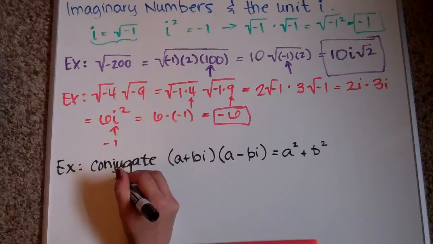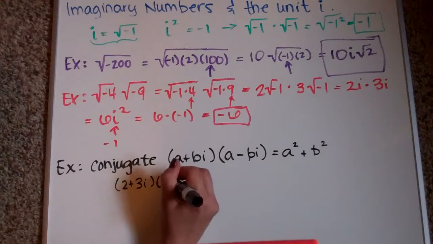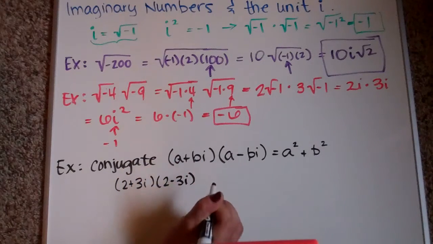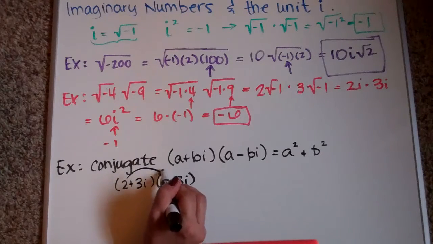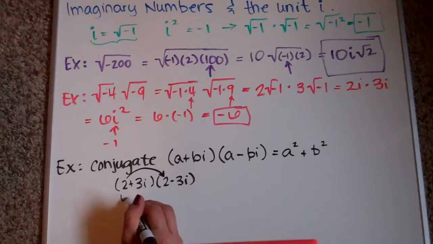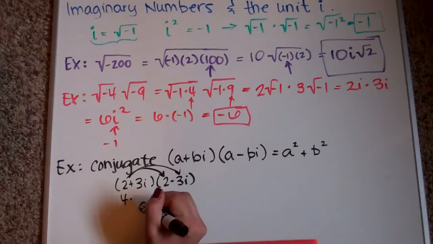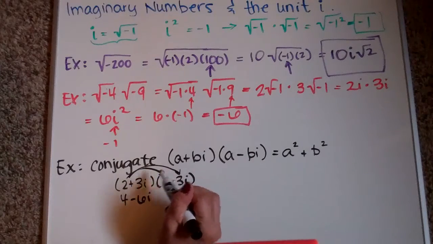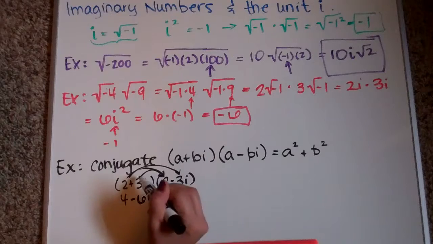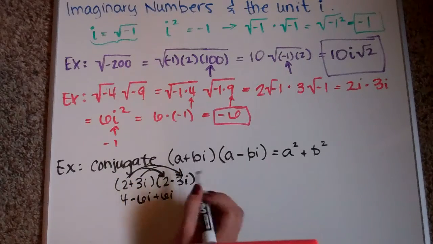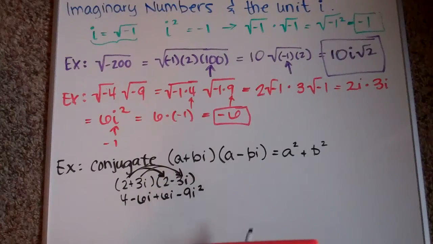So let's do 2 plus 3i times 2 minus 3i and see what happens here. So we're going to FOIL this, first of all. The first is 4. Outer is a negative 6i. Inner is a positive 6i. And then the last is a negative 9i squared.